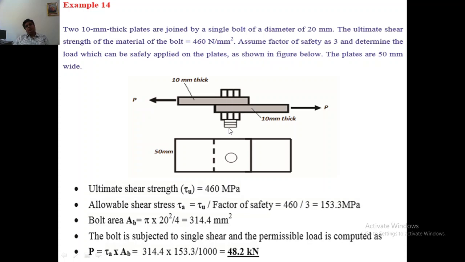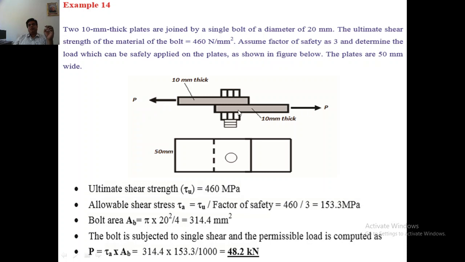So this bolt will be experiencing the shear force. If you take the cross section of the bolt here, the load will be acting perpendicular to the axis of the bolt. The axis of the bolt is vertical here, and the load is acting perpendicular to the axis of this bolt. So now we can say that this force is the shear force.